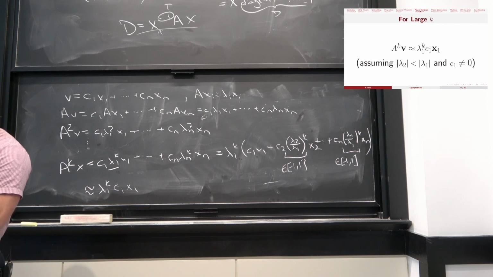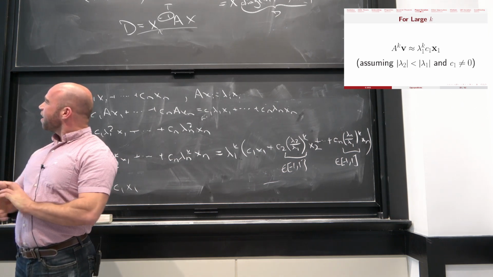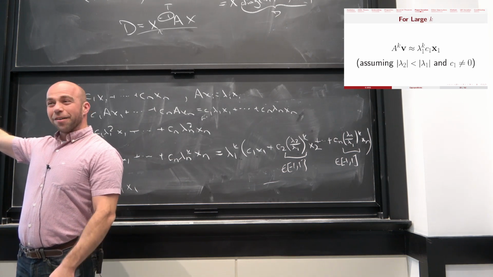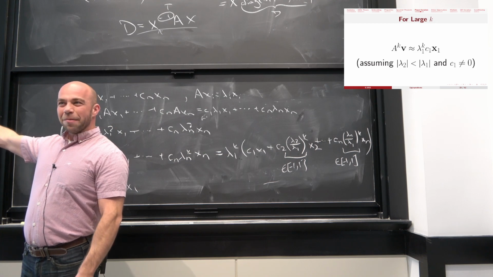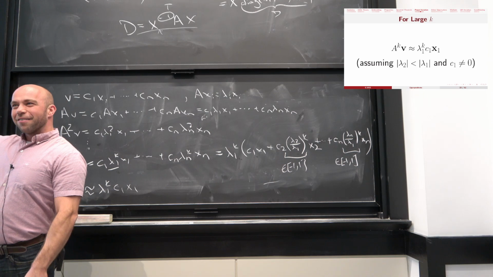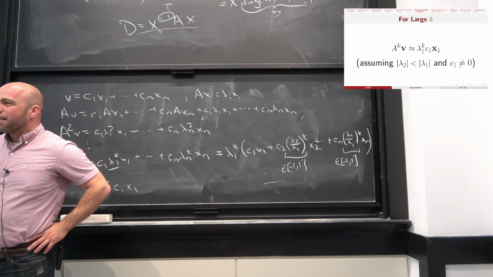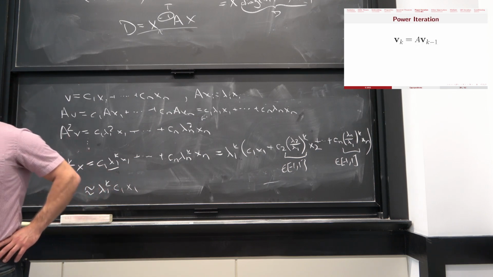So how could I approximate an eigenvalue and an eigenvector of a matrix? The dominant eigenvector, the one corresponding to lambda 1. Well, I can take an arbitrary vector v, literally just randomly generate it, multiply by A a bunch of times, and now I get something that's parallel to x1, so I divide it by its norm and I'm done. Does that make sense? So this algorithm has a name. This is called power iteration.